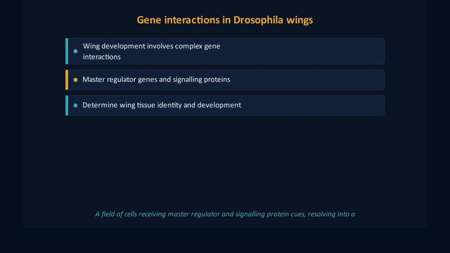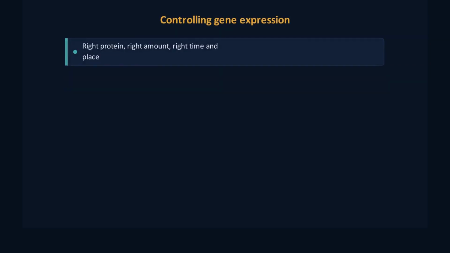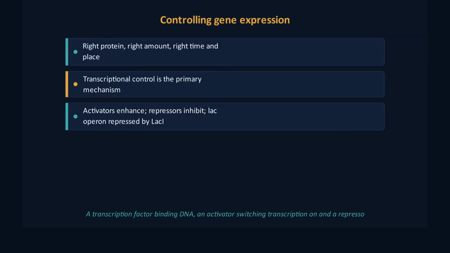Notice the theme returning. A master regulator gene does not act alone, it works through, and alongside, signaling proteins, so that the right tissue knows it should become wing and then develops accordingly. This is gene interaction made visible as anatomy. The same logic we met in coat color and flower color, genes depending on and cooperating with one another, here sculpts a functioning wing out of a field of cells. If genes must act in the right place and time, the cell needs control, and that brings us to our third theme, the regulation of gene expression.